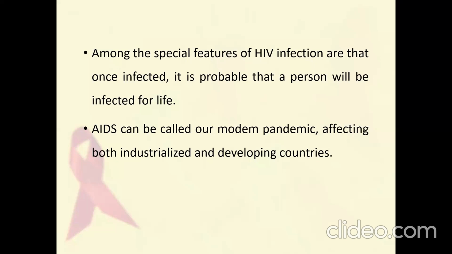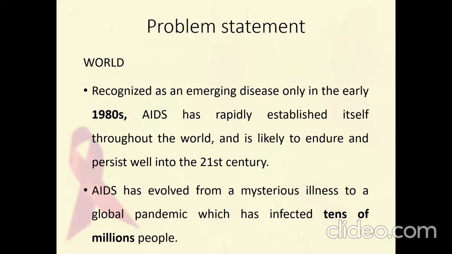So once a person is infected with HIV, it is probable that the person will be infected for life. It has no cure. Then what is the problem statement? In the world, it was recognized as an emerging disease only in the early 1980s. AIDS has rapidly established itself throughout the world and is likely to endure and persist well into the 21st century. AIDS has evolved from a mysterious illness to a global pandemic, which has infected tens of millions of people in the world.